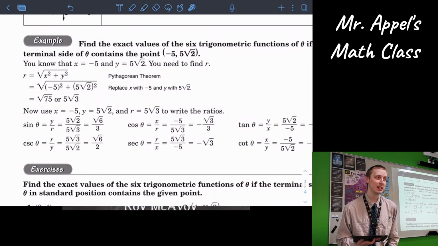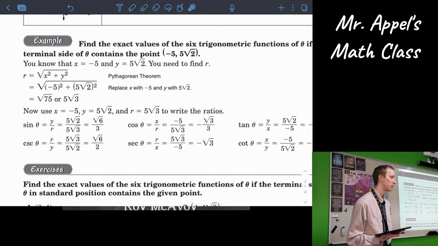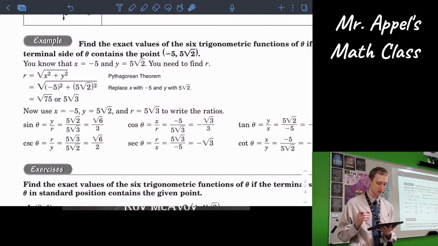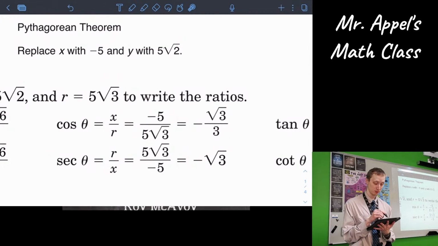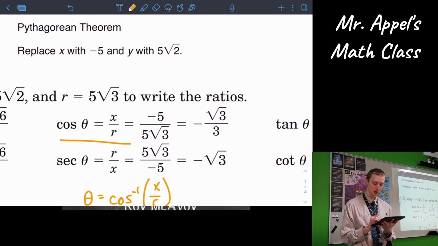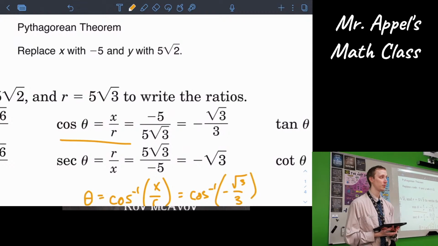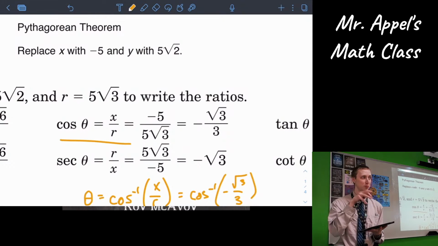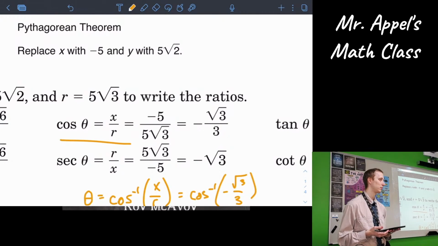And you can pick any of them you like and use the inverse trig function. Let's pick cosine. Okay? To solve for theta, theta is going to be cosine inverse of x over r, or in this case, of negative root 3 over 3. Okay? Type that in the calculator. Boom. There's your angle.